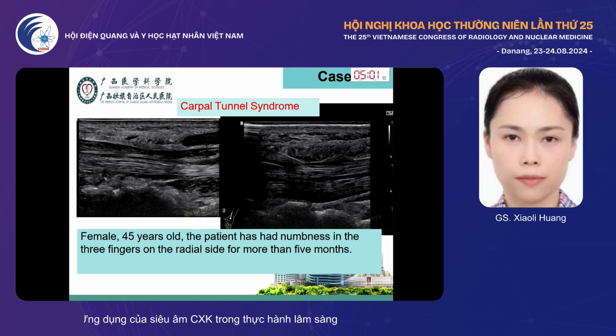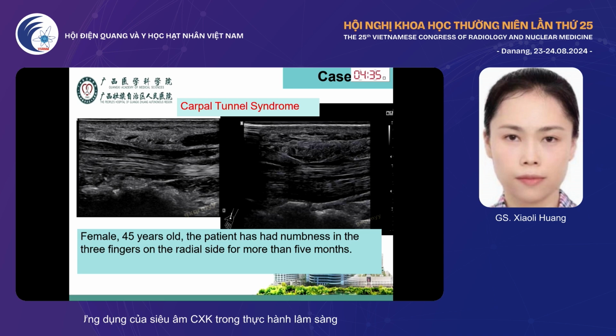Case 7, female, 45 years old. The patient has had numbness in the three fingers on the radial side for more than 5 months. Ultrasound shows that the median nerve is compressed and thin at the carpal tunnel, which is a typical carpal tunnel syndrome.